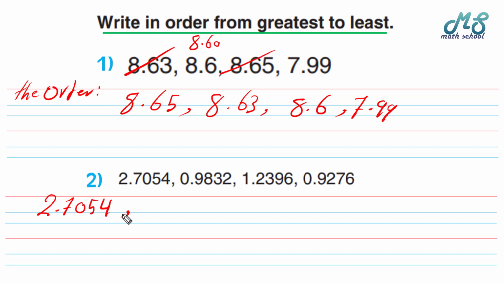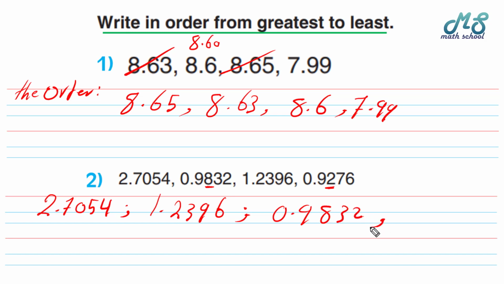2.7054. Followed by what? Followed by 1.2396. Then 0.96, followed by what? 0 point, 0 point, they are the same. 9, they are the same. 8 in the 100th place, 2 in the 100th place. Which one is the greatest? 8. Now, followed by 0.98.